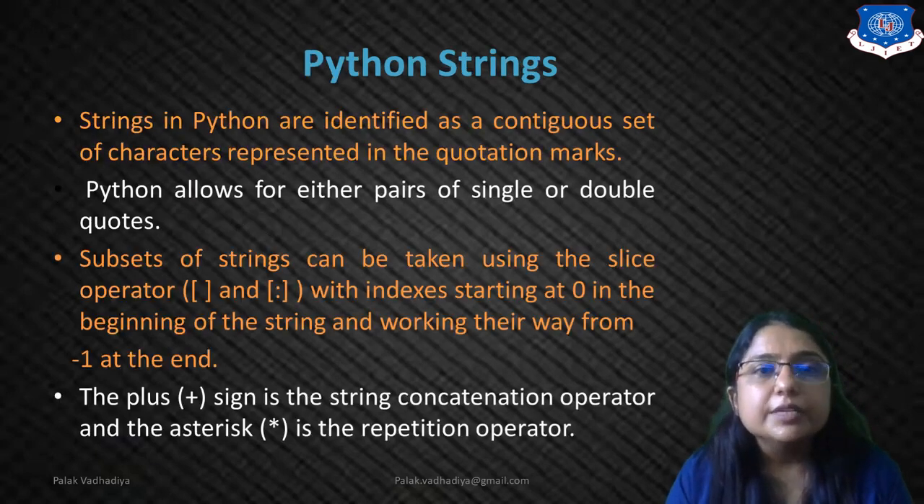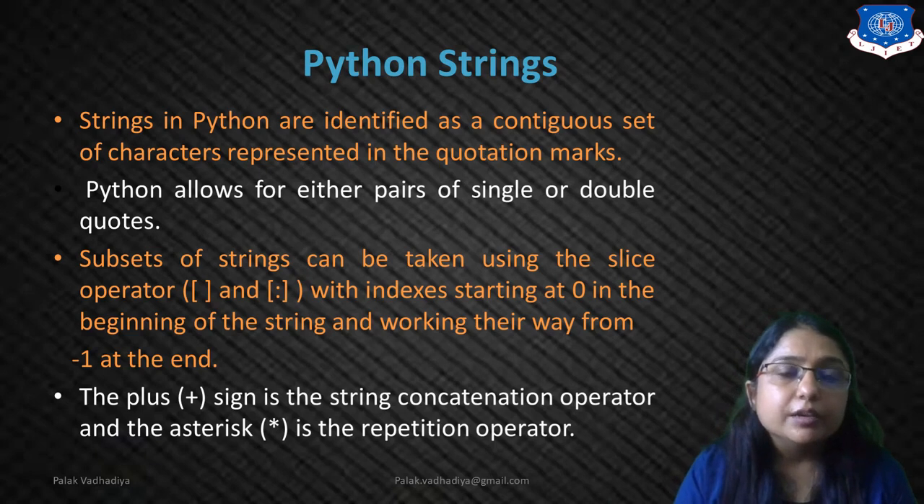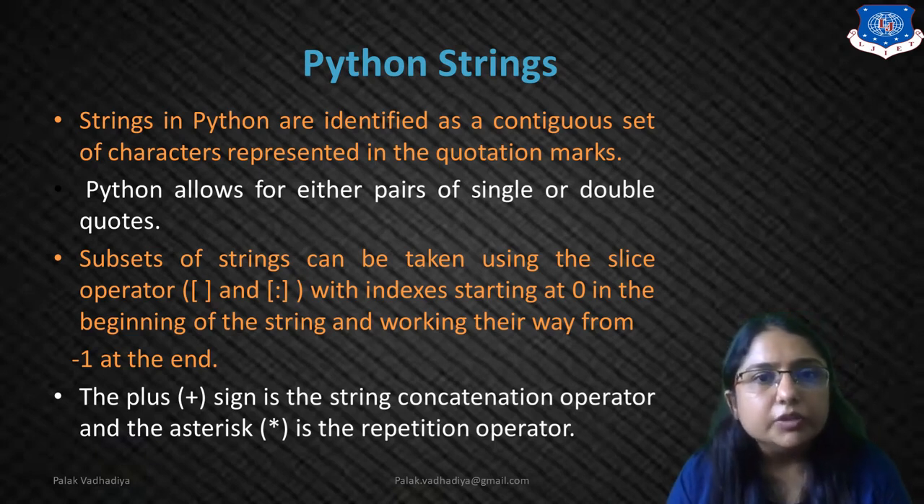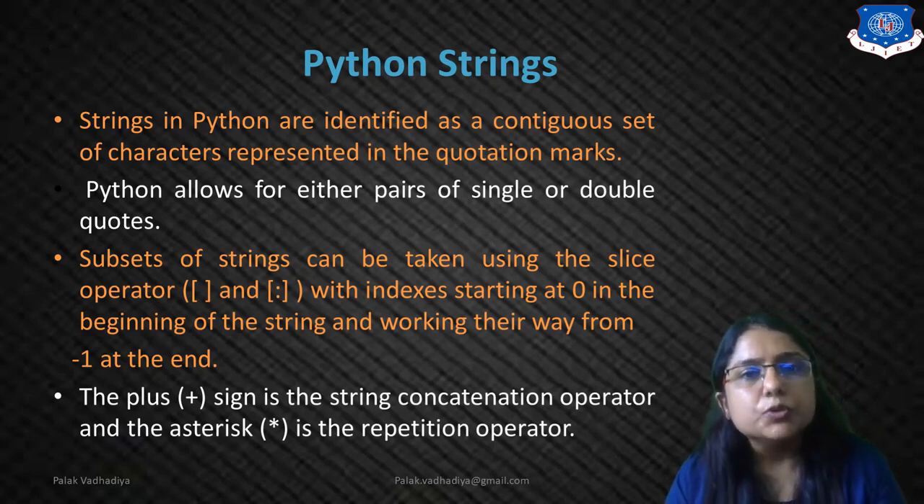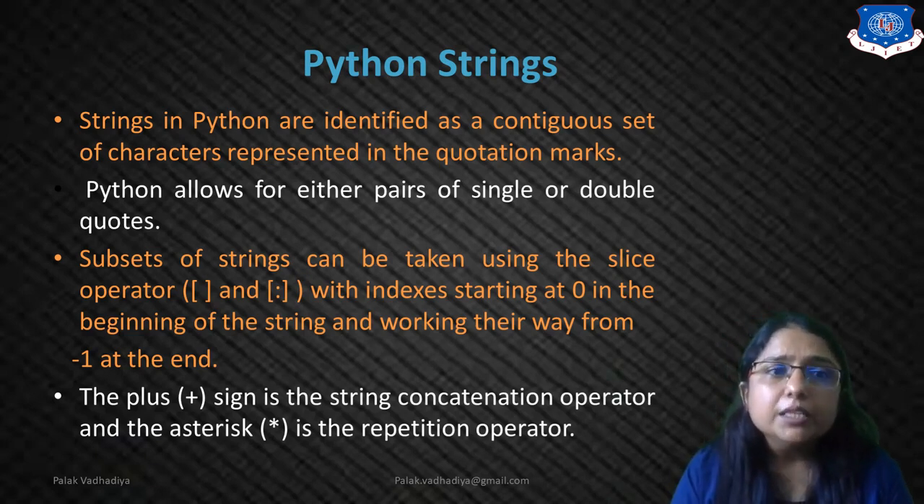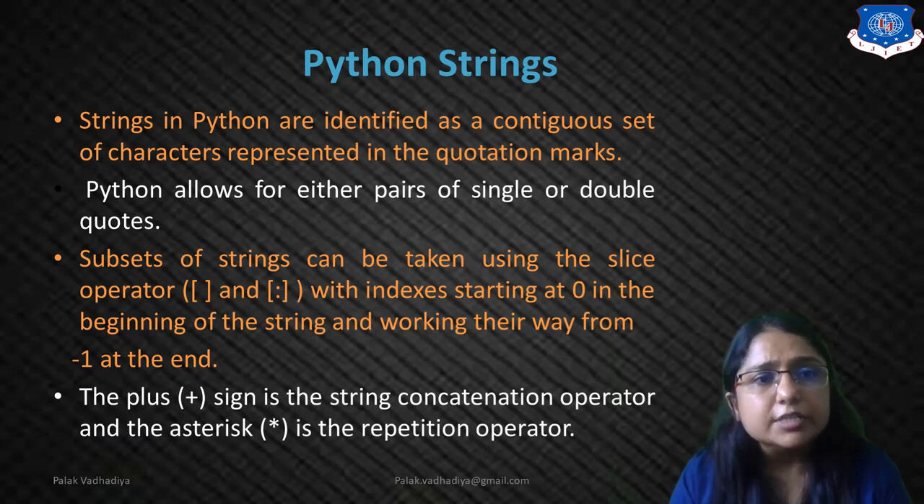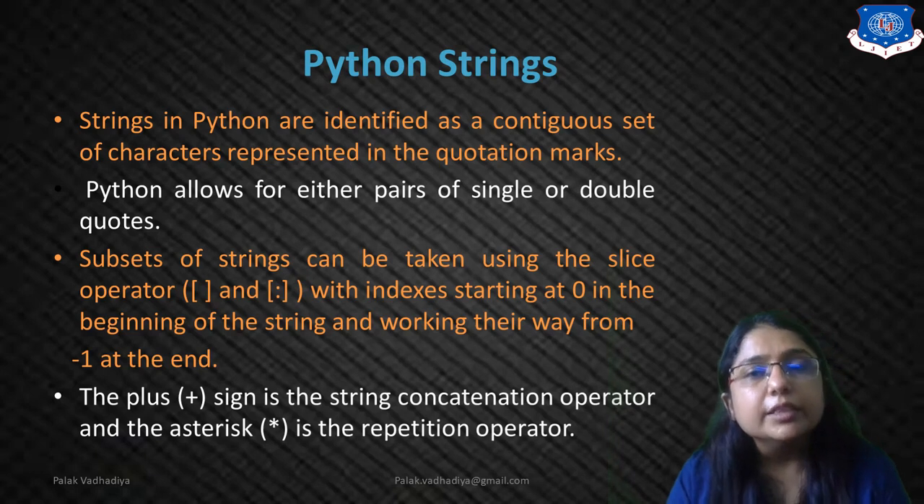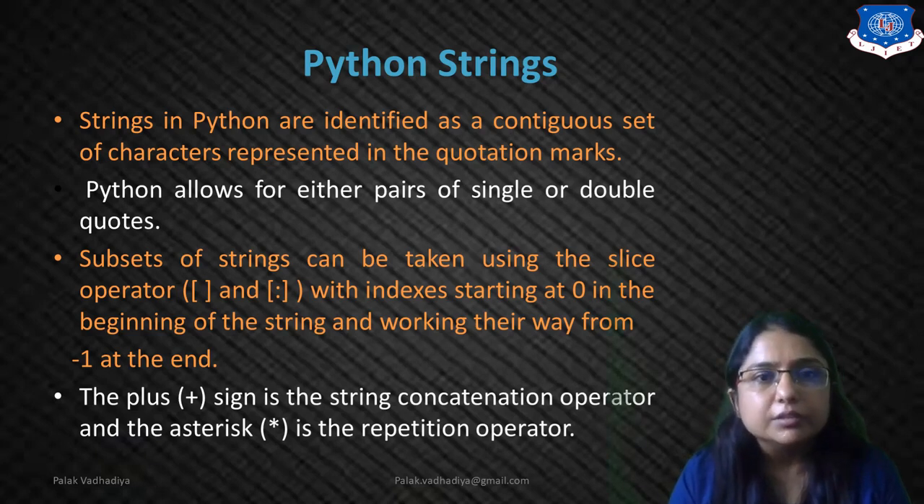Now next we will discuss the Python string. First we will learn all this theoretical concept and then I'll show you how you can implement it practically. Now in Python, strings are identified as a contiguous set of characters represented by quotation marks. You can show that with the help of single quotes or double quotation marks.